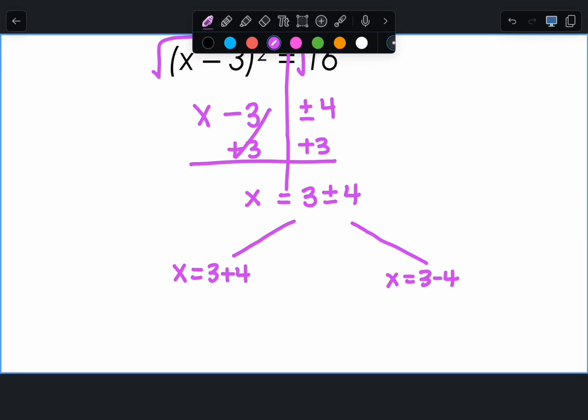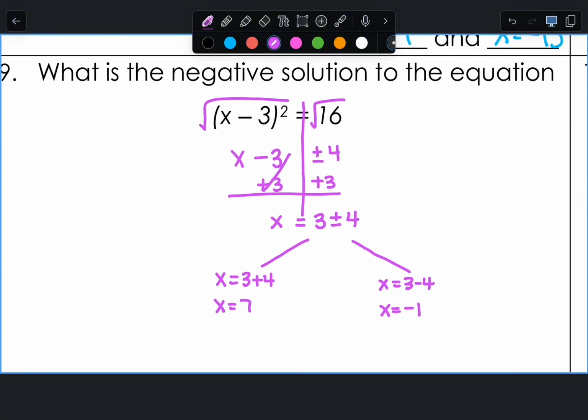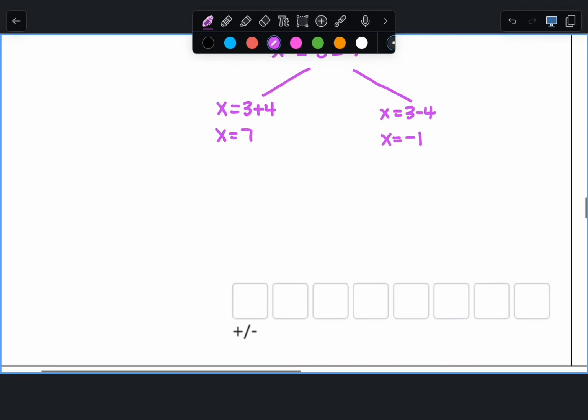What is 3 plus 4? 7. And 3 minus 4? Negative 1. So what is our answer? What is our solution? They want the negative solution. So negative 1 would be my answer.